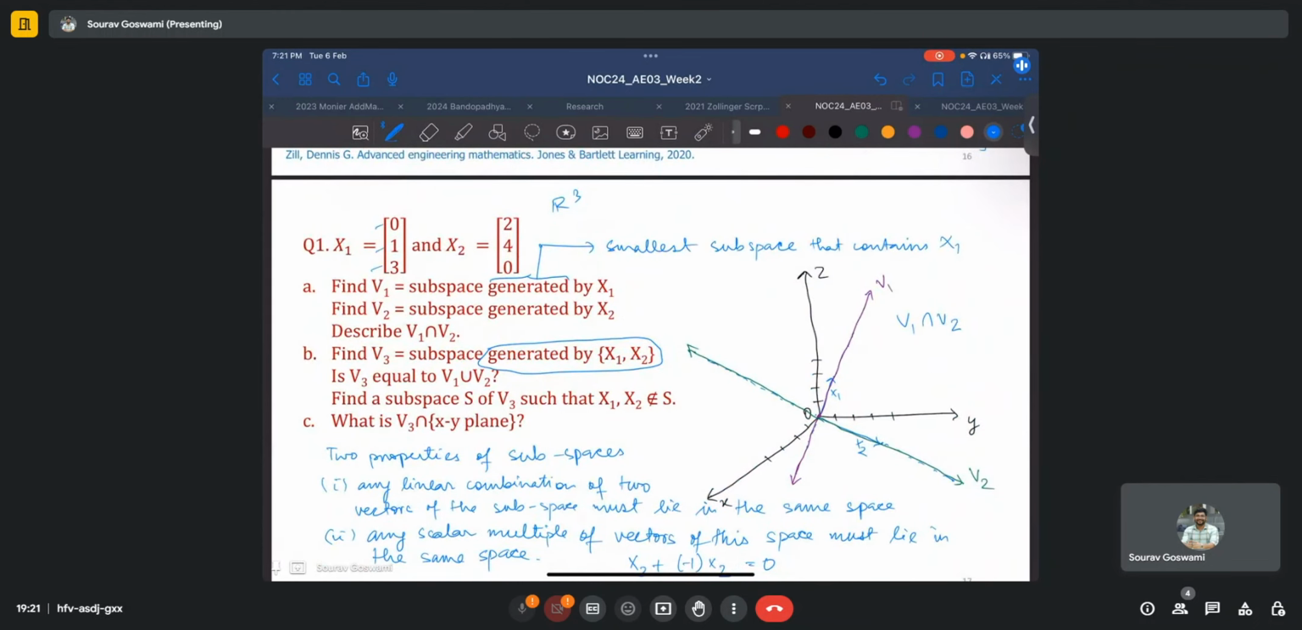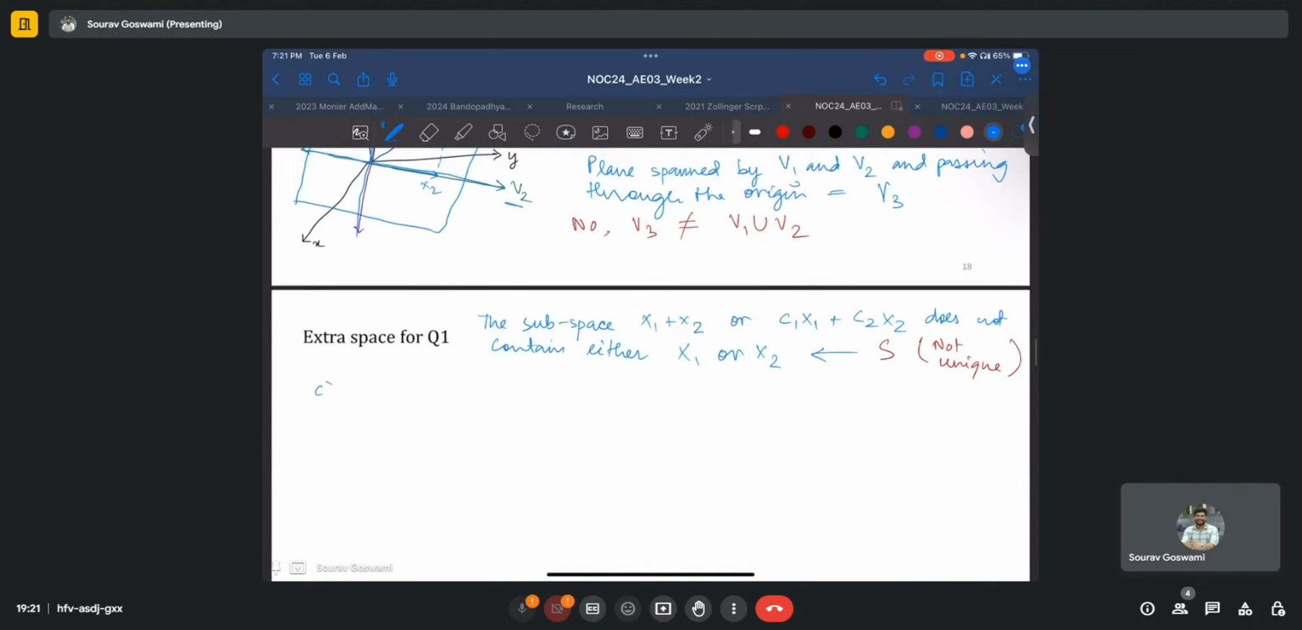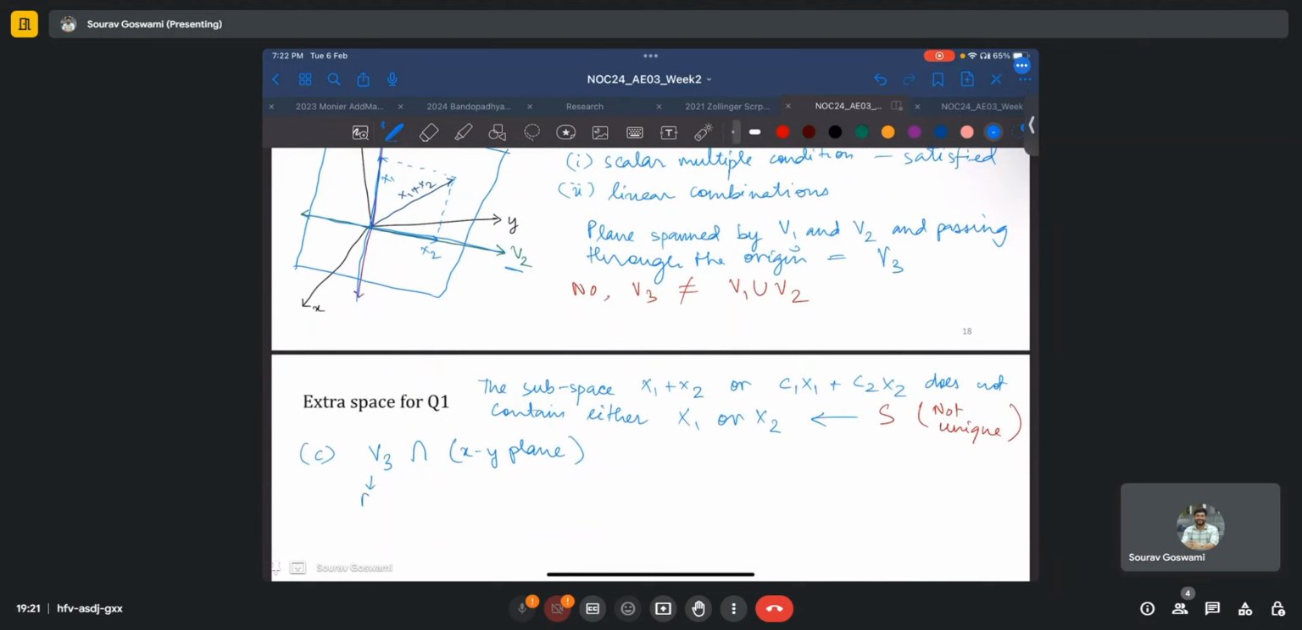Now, the third part asks, what is the intersection of V3 with the xy plane? V3, as we saw, is a plane. The XY plane is, of course, a plane. And the intersection of two planes usually gives a line unless they are parallel. Then the intersection is null. If they're parallel and coincident, then the intersection is the whole plane.